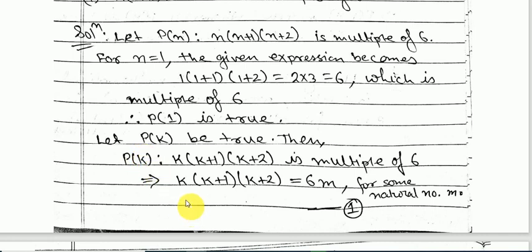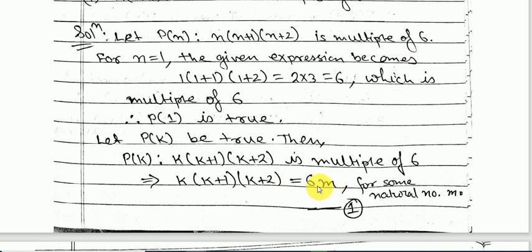Done. Then once you say that this k into k plus 1 into k plus 2 is a multiple of 6, like if I say 12 is a multiple of 6, that means 12 can be written as 6 into 2. If I say 30 is a multiple of 6, that means I can write 30 is equal to 6 into 5. Same way, if I am saying that this k into k plus 1 into k plus 2 is a multiple of 6, that means k into k plus 1 into k plus 2 is equal to 6 into some natural number.